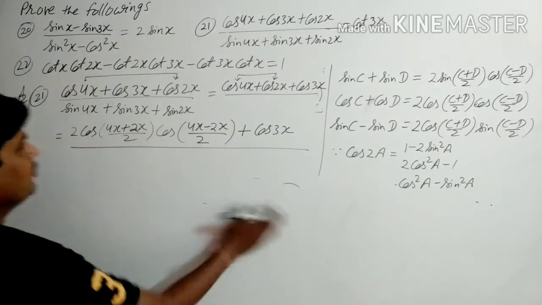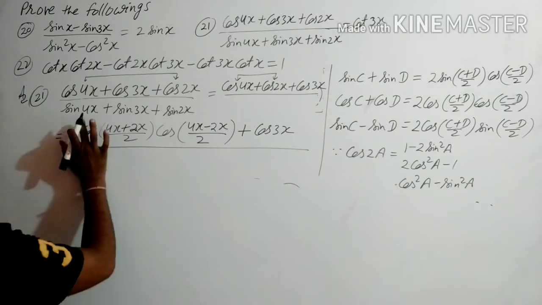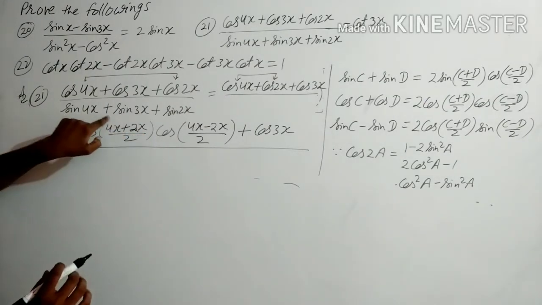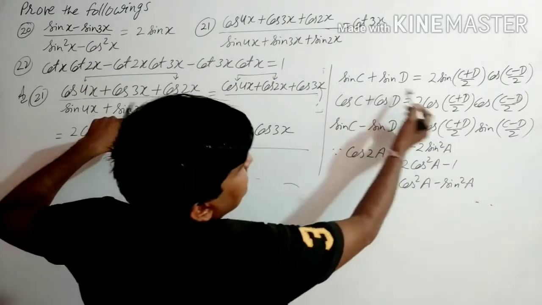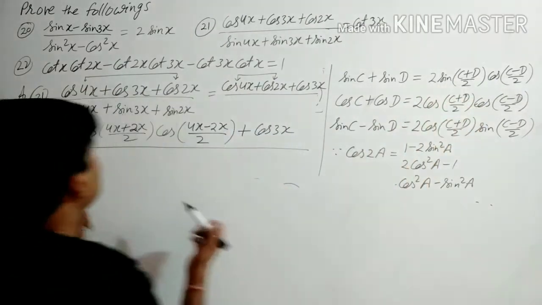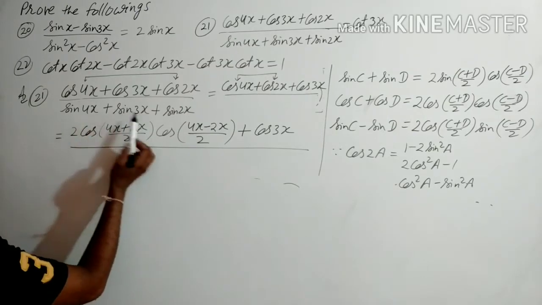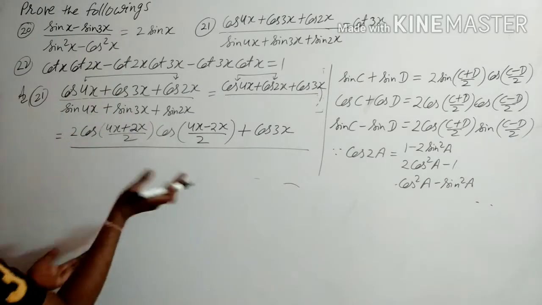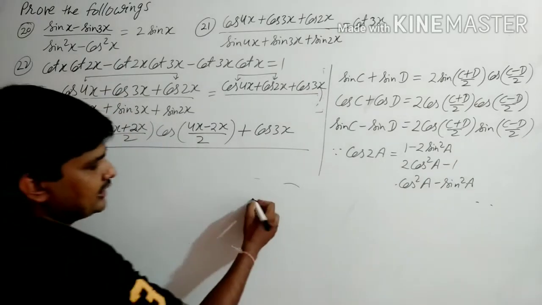Now come to the denominator. The denominator may be the same. If I apply the identity to these two, then sin c plus sin d is 2 sin (c plus d) by 2, so 4x plus 3x, 7x by 2. The same problem that came in these two terms will come here, because we get 7x by 2.